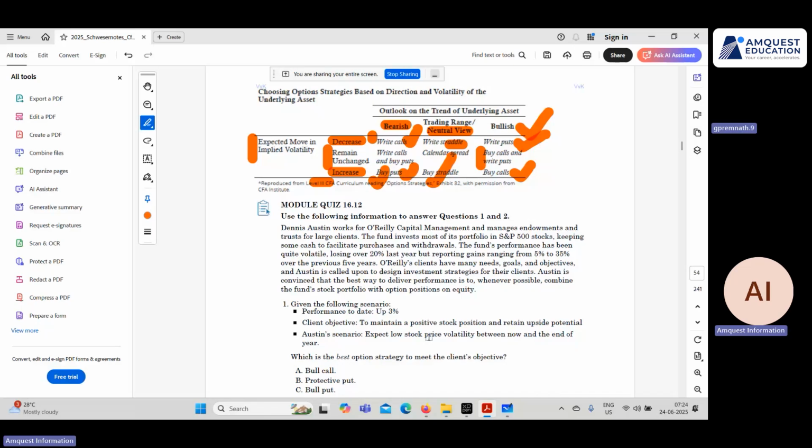They already have the stock. So I don't see why, to get that exposure, you need to buy a call. Read this carefully. Does it say buy call? No, it says bull call. What does bull call mean? I think I've just forgotten what a bull call is. Bull call is as good as bull spread, a bull call spread.